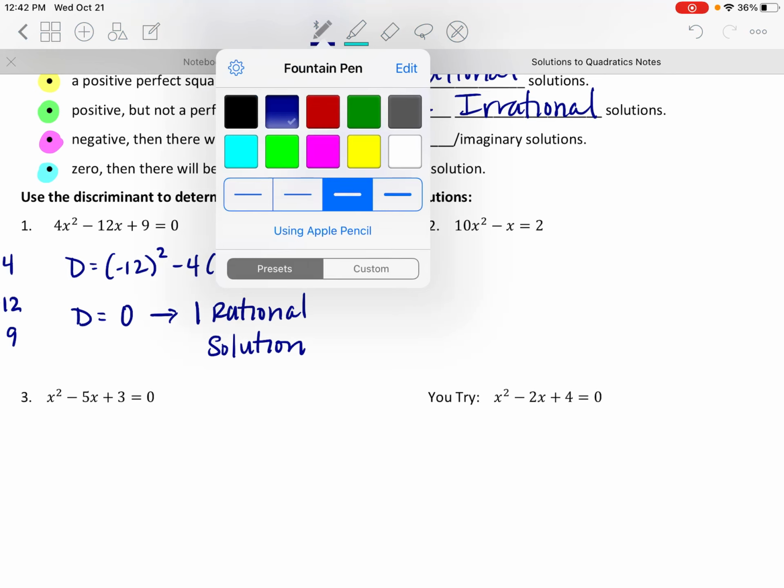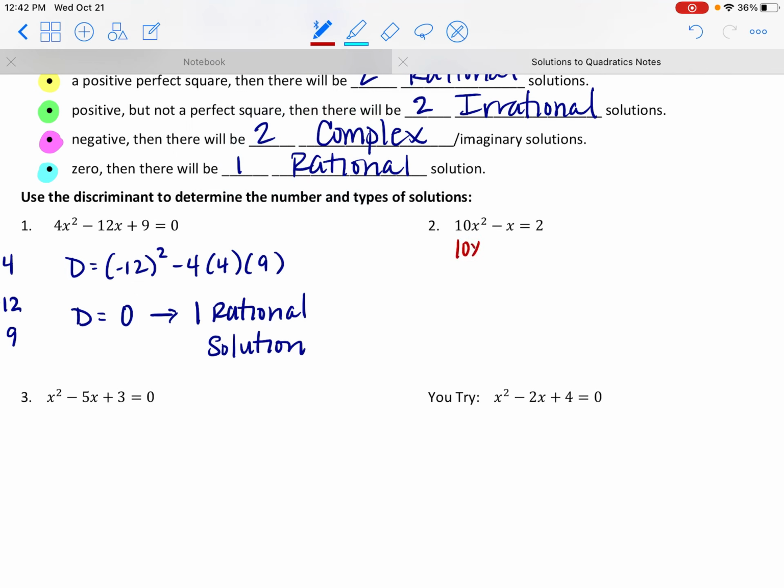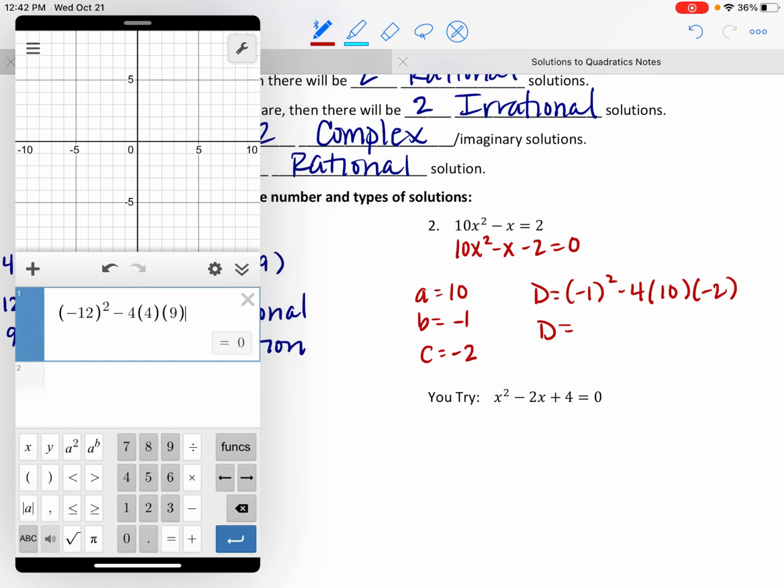Okay? Let's try that again. In number 2, again, we want to make sure this is in standard form, so I would subtract the 2 over before picking out a is 10, b is negative 1, and c, which is negative 2, on the correct side of the equation. So the discriminant here would be negative 1 squared minus 4 times 10 times negative 2, 4 times a times c. So in this case, we're looking at negative 1 squared minus 4 times 10 times negative 2, and we end up with 81.